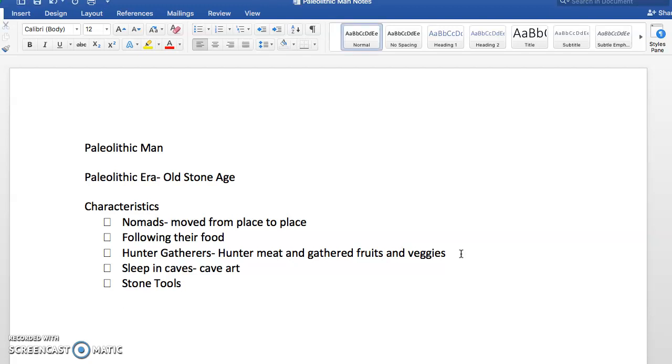Last but not least, culture is important. That began to develop with Paleolithic man. And examples of culture are arts, religion, tool making, types of food, anything that helps define who you are as a group of people and is passed down from generation to generation is really culture. Now, something else important to know about Paleolithic man, they had a lot of adaptations to their environments. And I'm going to give you some examples because adaptations, remember, are different than characteristics.